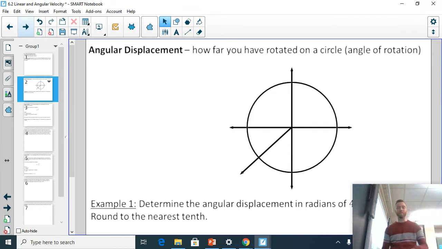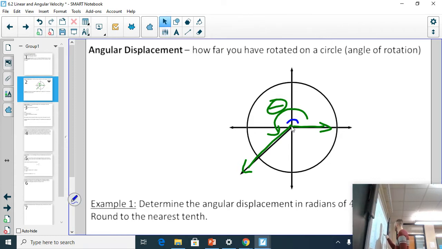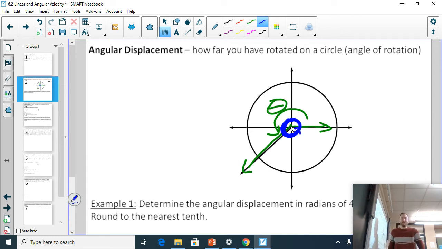But the first thing we have to go over is angular displacement, and that's just how far you've rotated on a circle, how many degrees, or we're going to be working with radians. How many radians have you moved? So, if we start in standard position and then we go out here, we've moved theta radians. And if we go around like 5 times, we're going to consider the whole 5 times. We're going to consider that 10 pi radians.